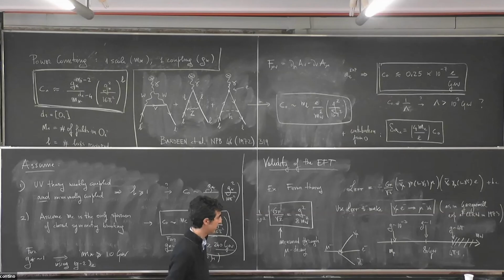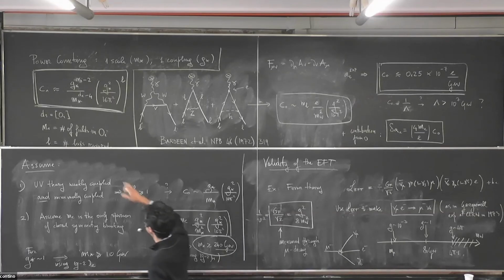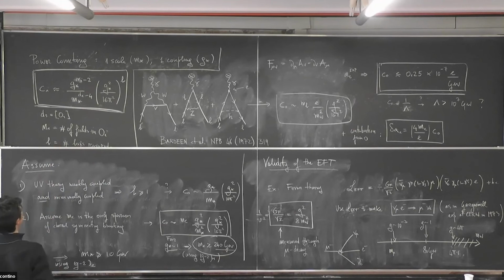Is it always the case that it will come as coupling over mass? Because in the first example that we saw, it did look like you get G squared over M squared. Is it a given phenomenon that it will always be the same power of the coupling and the mass? No. The power is the number of fields minus 2.